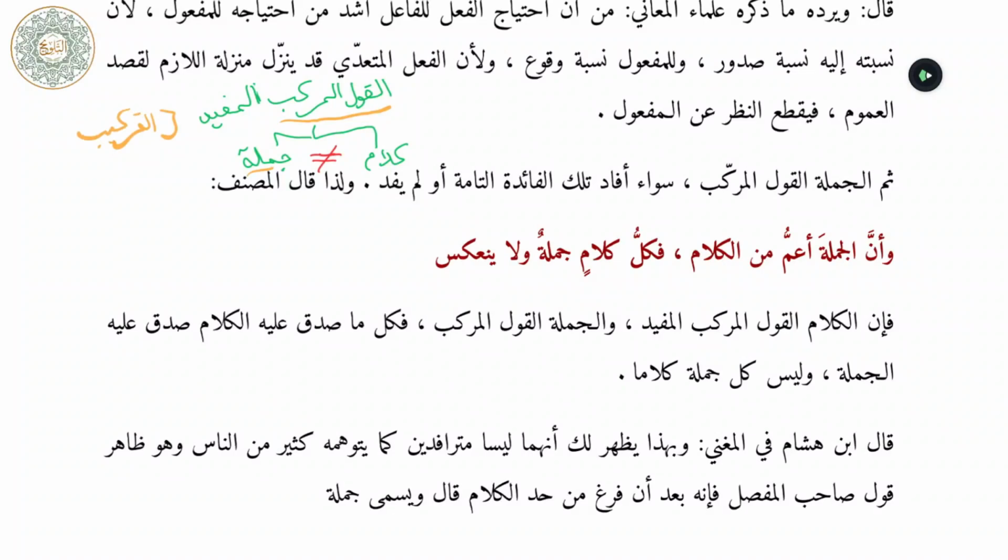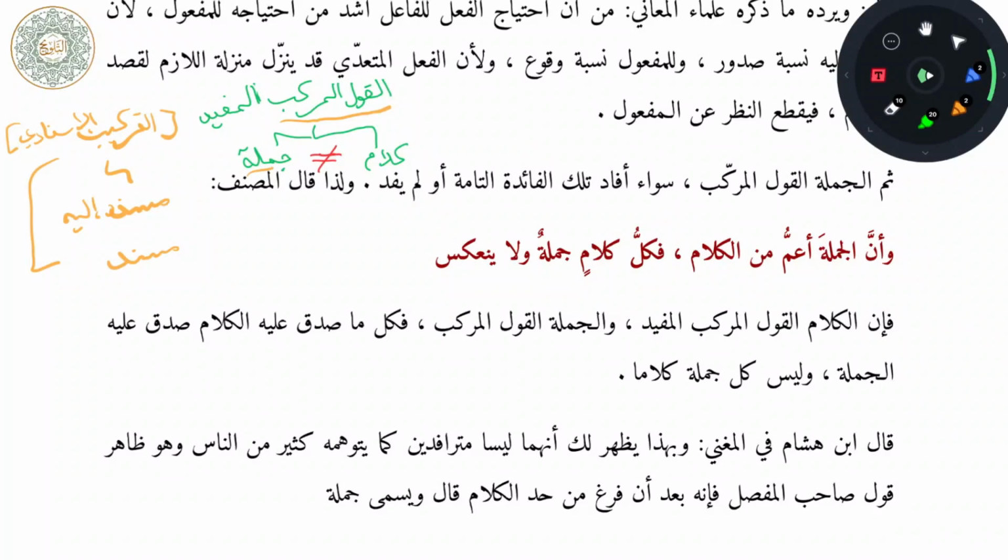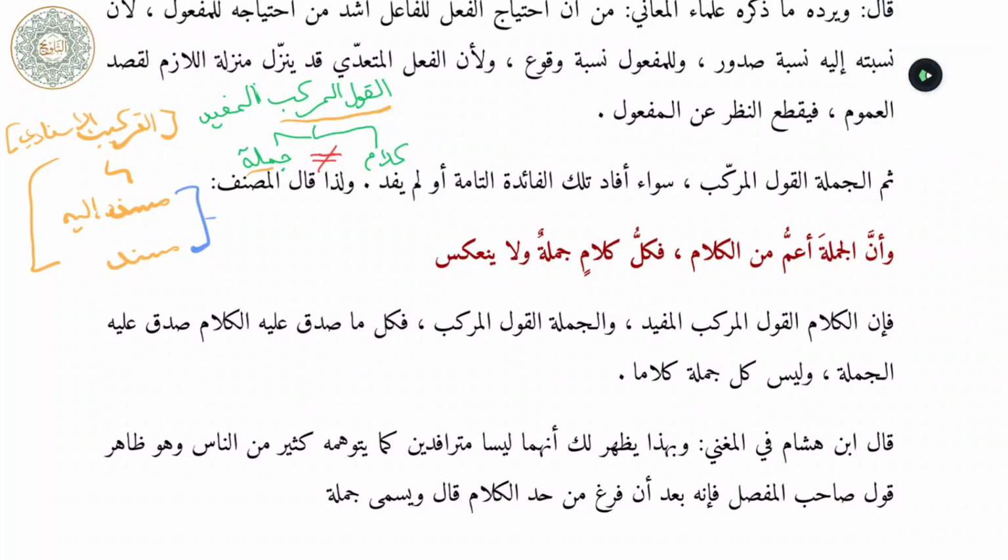There is a musnad ilay and a musnad. Anytime you have a musnad ilay and you have a musnad, you have al-qawl al-murakkab, and therefore you have a jumla, right? Does that mean you have a kalam? Not necessarily. Why? Let's look at an example.